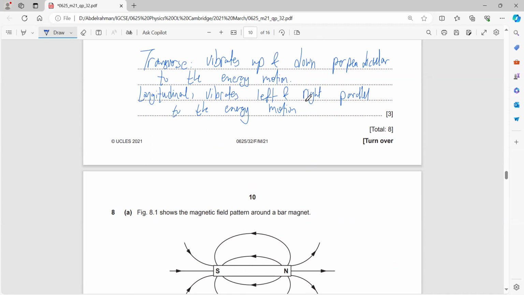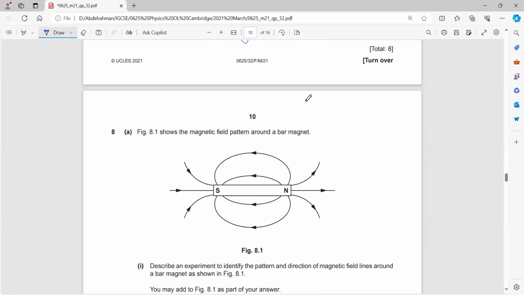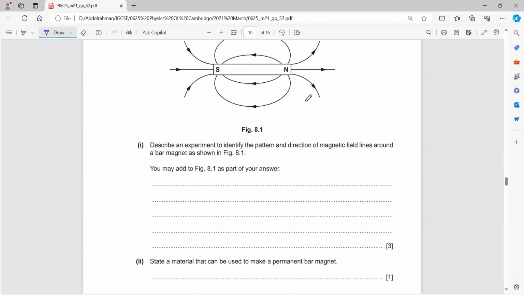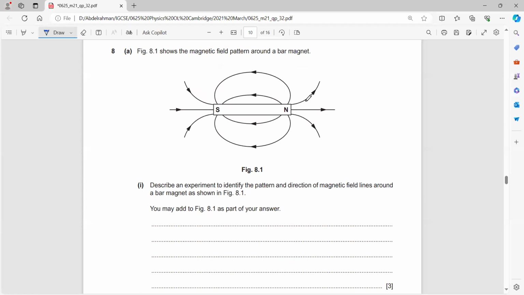Up and down perpendicular, left and right parallel. Describe an experiment to identify the pattern and direction of the magnetic field lines around the bar magnet. How can we identify the pattern and the direction of the magnetic field around the magnet? Using a compass, correct. I know we said it before, but what do we do with the compass?